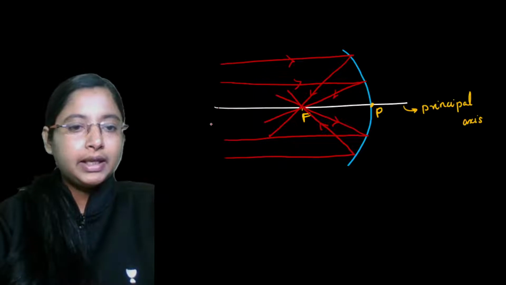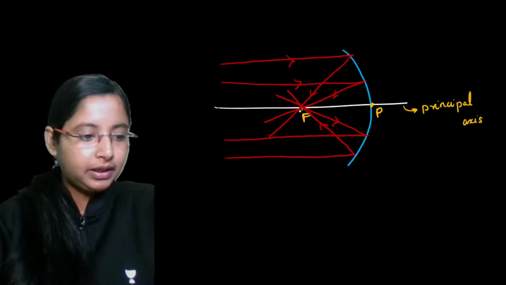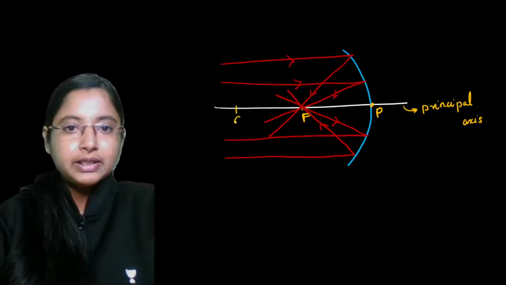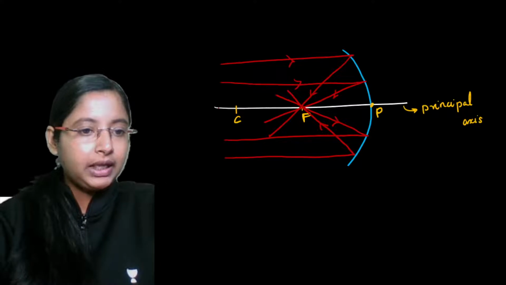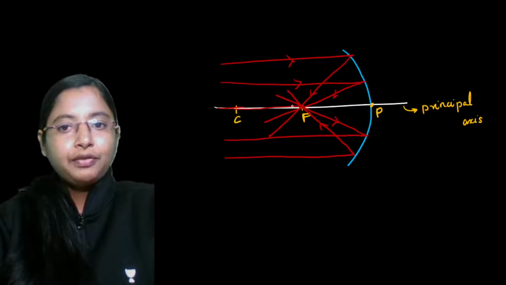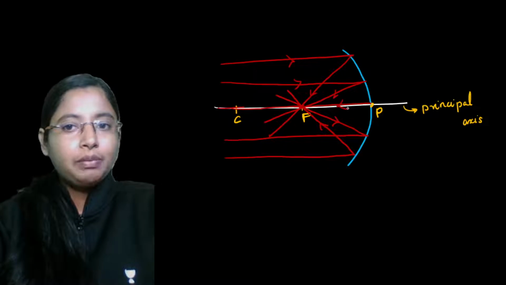Now let's say this is the focal point, and this is the center of curvature. Any ray that is passing straight through the center of curvature and going straight towards the pole, whatever was its angle of incidence, it will return back at the same angle.